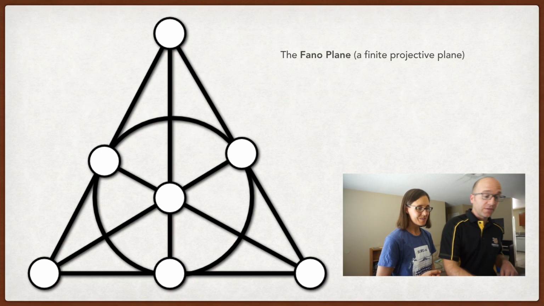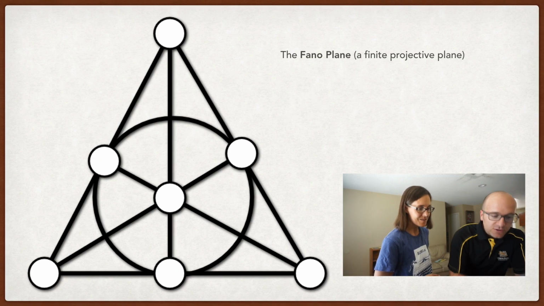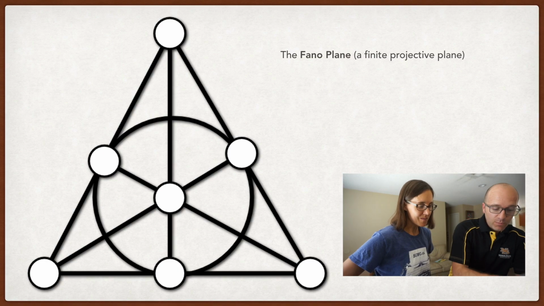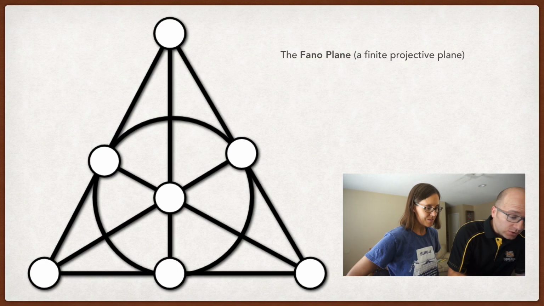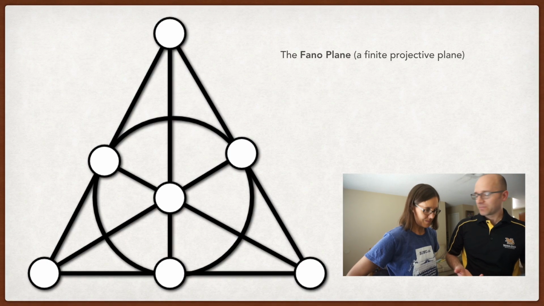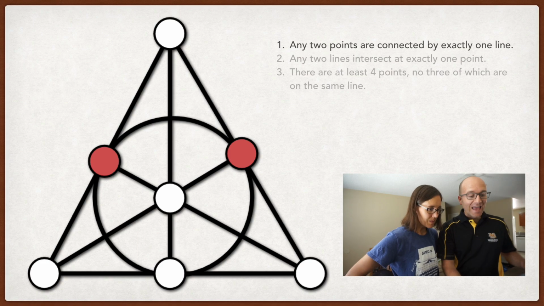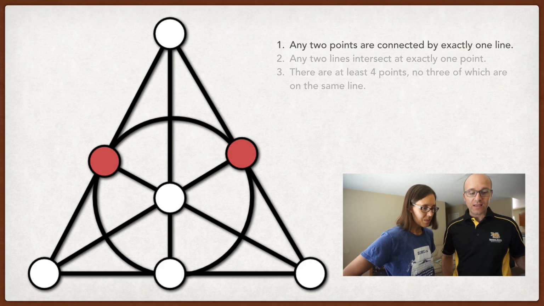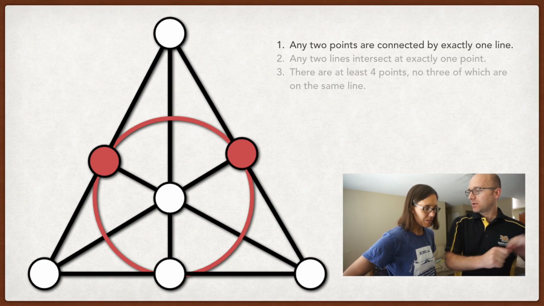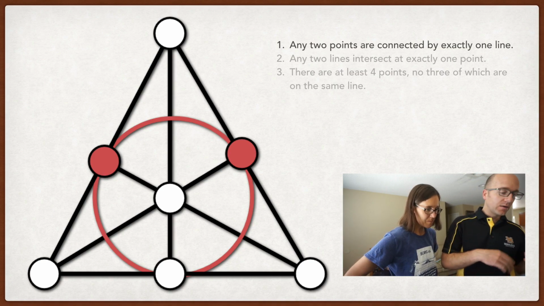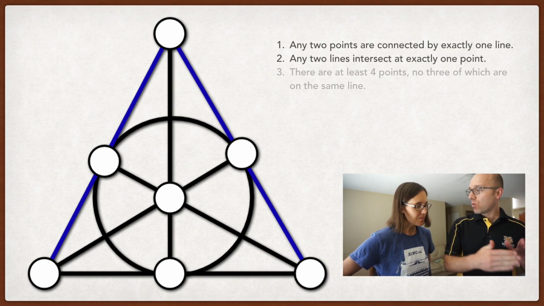So what you see here is called the Fano plane, the smallest of the finite projective planes. And it's a structure that has an interesting property. There are 7 points and 7 lines connecting the points. And that circle actually counts as a line, connecting those 3 midpoints. And any 2 points are connected by exactly 1 line. Doesn't matter which 2 points you pick, there will be a line that connects them. And any 2 lines are guaranteed to intersect at exactly 1 point.